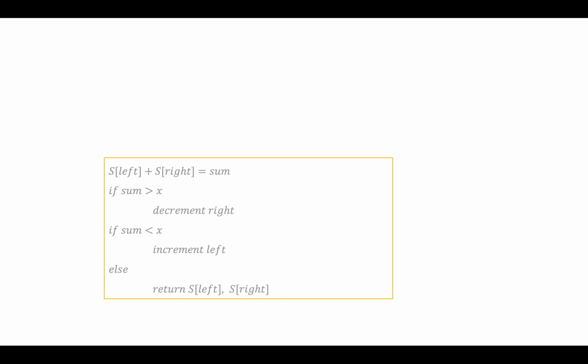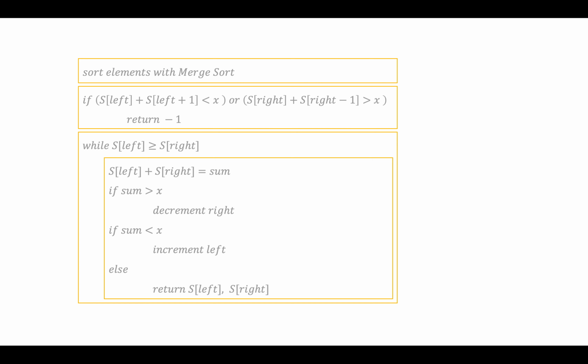But what would happen if there were no two values that sum to x? What we would need is a way to stop the loop before the two counters referred to the same element. So we wrap the loop in a condition. But let's also add in those two initial checks, which means we also need to add in the sorting algorithm.